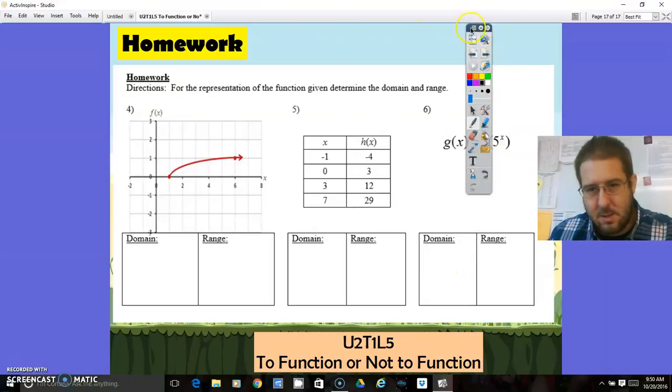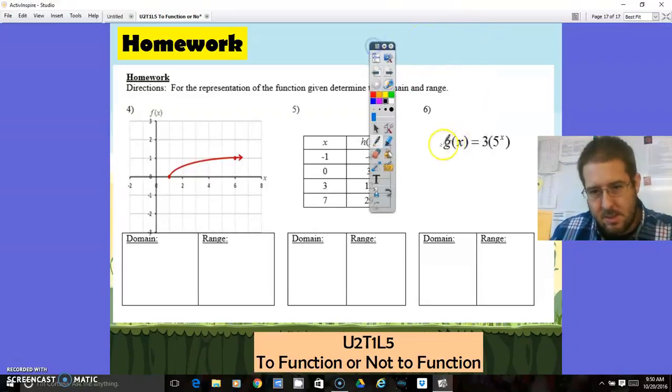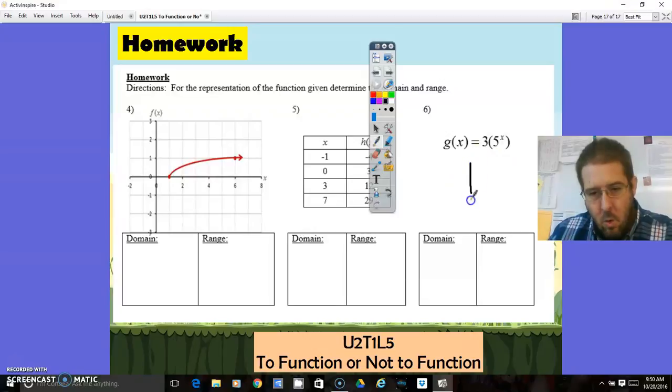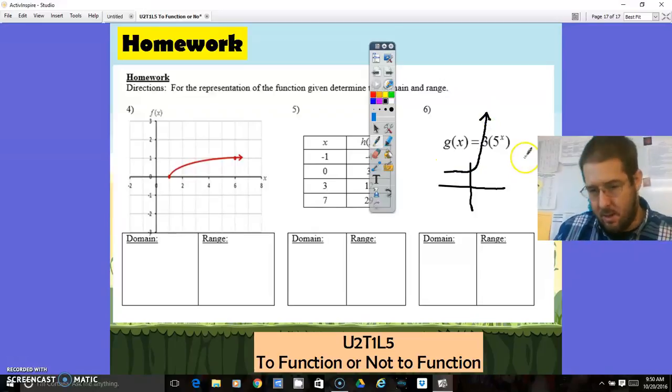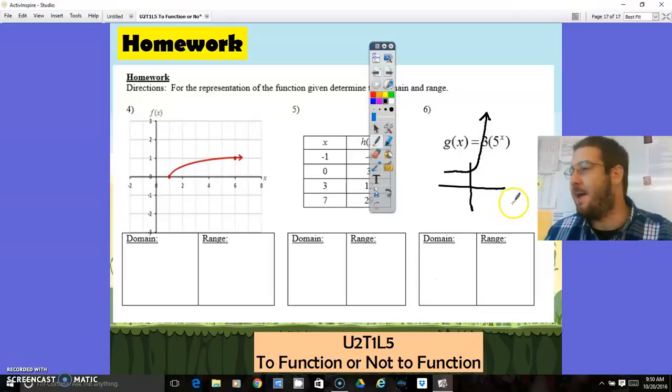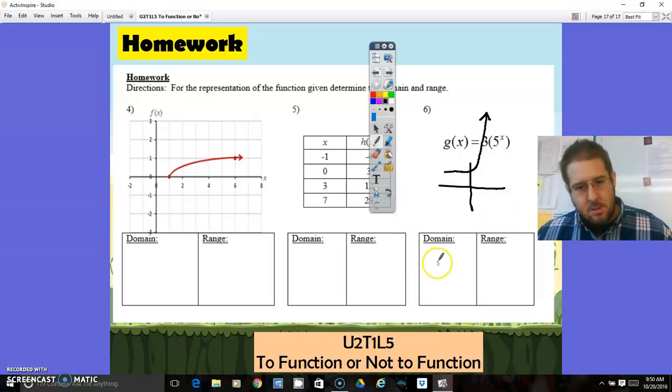So the next one, if you put it into the calculator, it will tell you the answer. So this is g of x is equal to 3 times 5 to the x power. This is an exponential function, and if you put it into the calculator, it's going to go up really super fast. It's going to look something like that. But that's kind of irrelevant. If you go to the table, you'll notice that x can be anything. So the domain in this case is all real numbers.